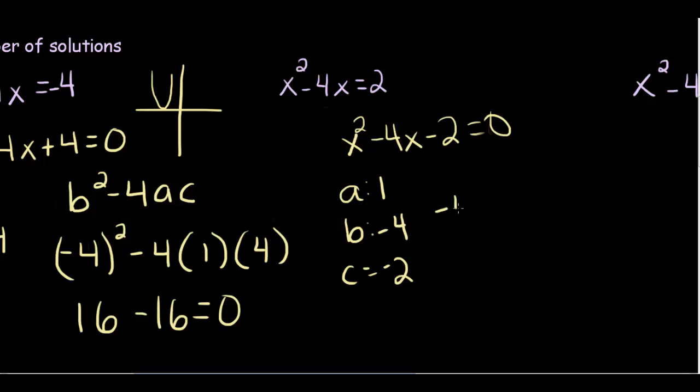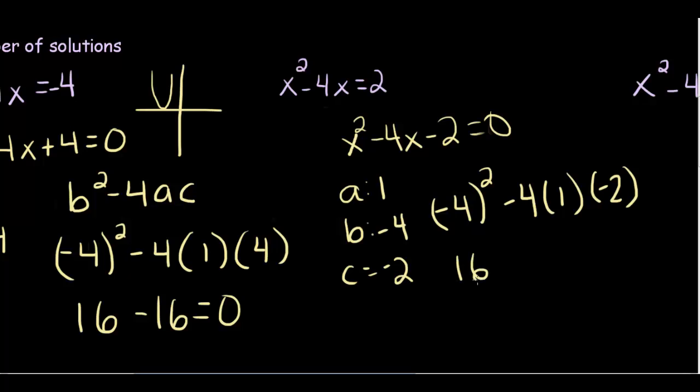So b squared is negative 4 squared minus 4 times a, which is 1, times c, which is negative 2. So then we'll have negative 4 times negative 4 is positive 16. Negative 4 times 1, negative 4. Negative 4 times negative 2 is positive 8. And then 16 plus 8 is 24. 24 is greater than 0, so what that means is that this graph has two solutions.